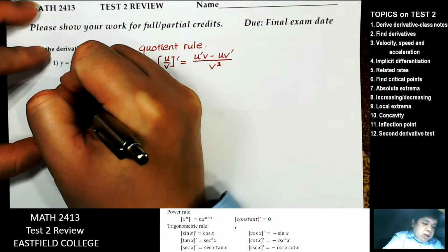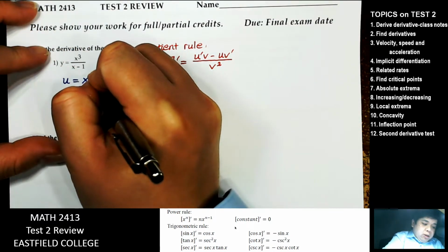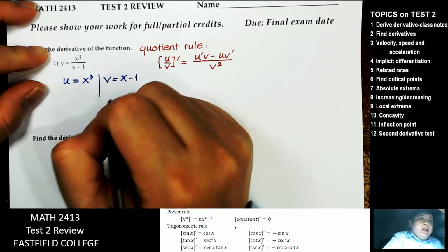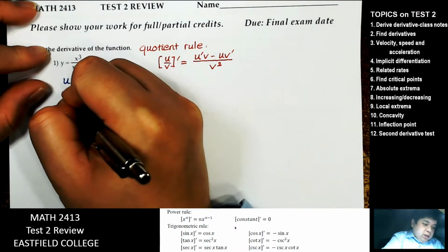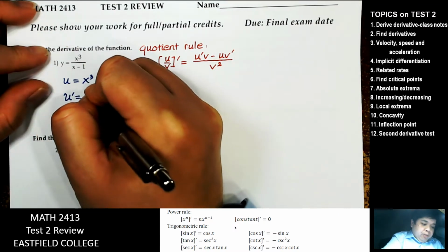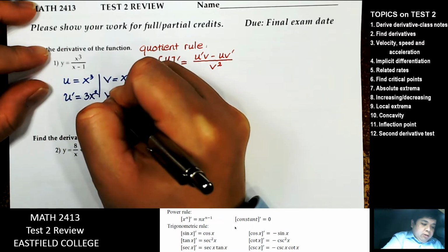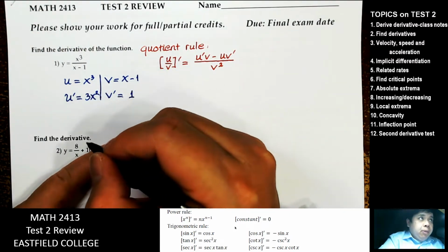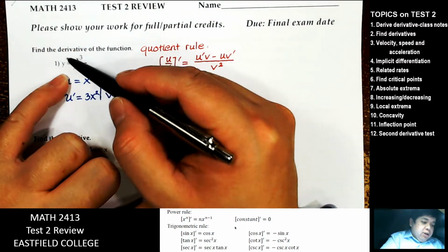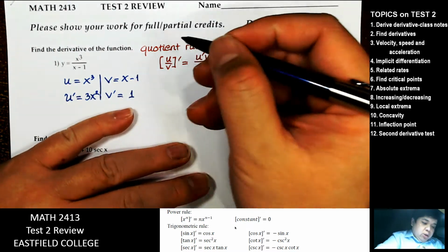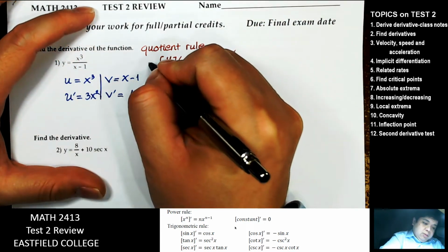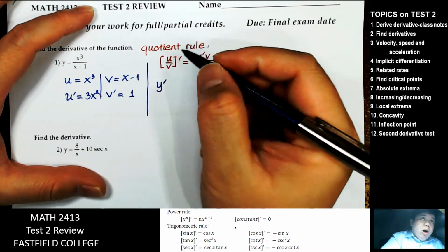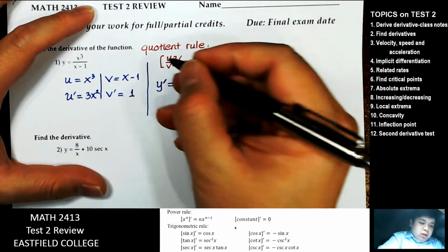So we write out u is x cubed, v is x minus 1. Then we take derivative of each one of them. Derivative of u is 3x squared, v prime will be just 1. Right? Now derivative of this will be just the quotient rule. So we say derivative of y is going to be the quotient rule.